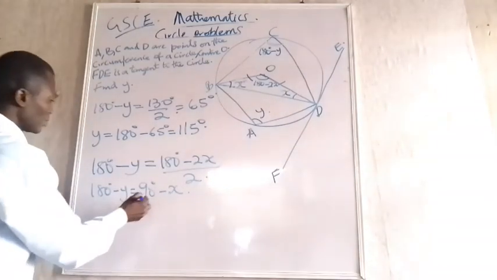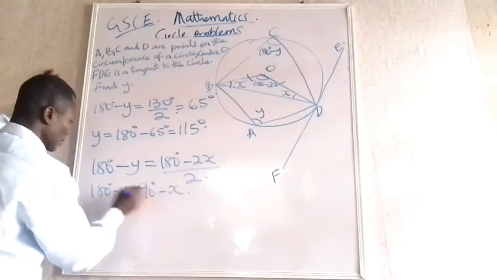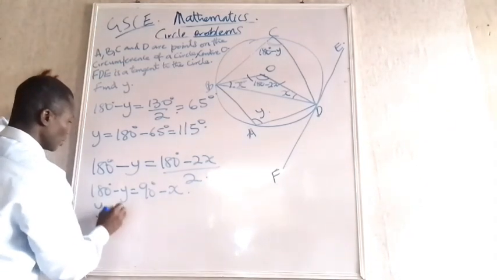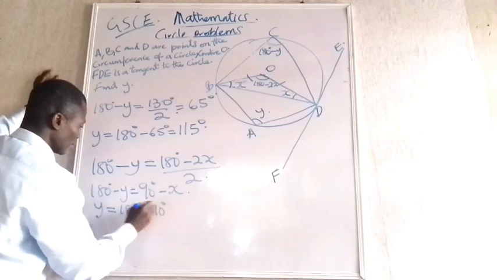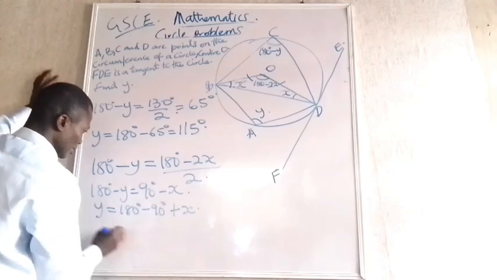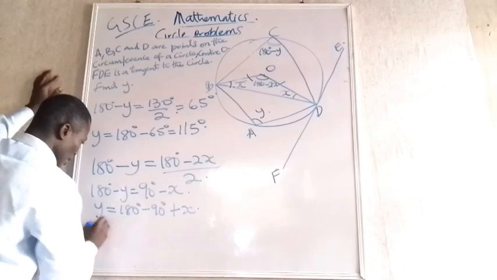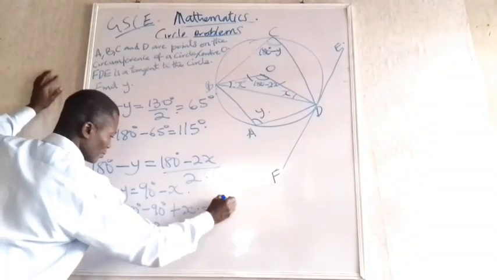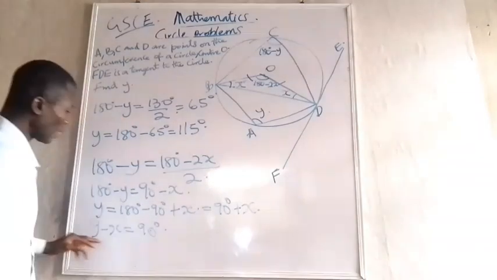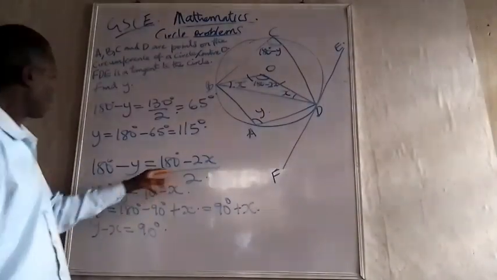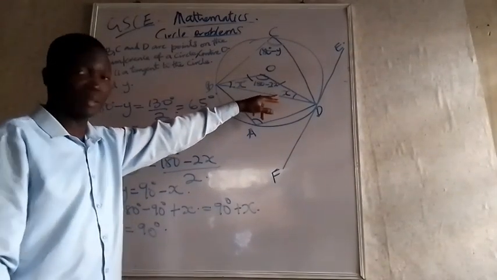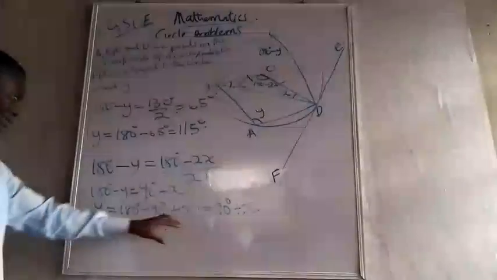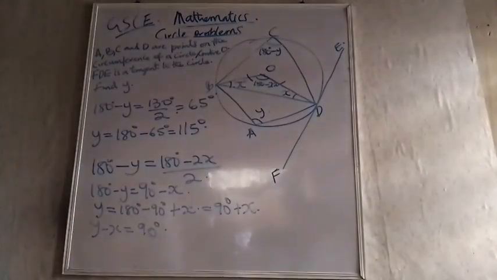So, the relationship between y and x. Let's bring 90 here. So, we are going to have y equal to 180 minus 90 degrees plus x. So, you can have y minus x is equal to 90 degrees. So y minus x, you can see, and by the time you check it, 115 minus 25 that was there before, what did we get? That one will be 90 degrees. So this is another way of looking at it. So, very easy and straightforward.